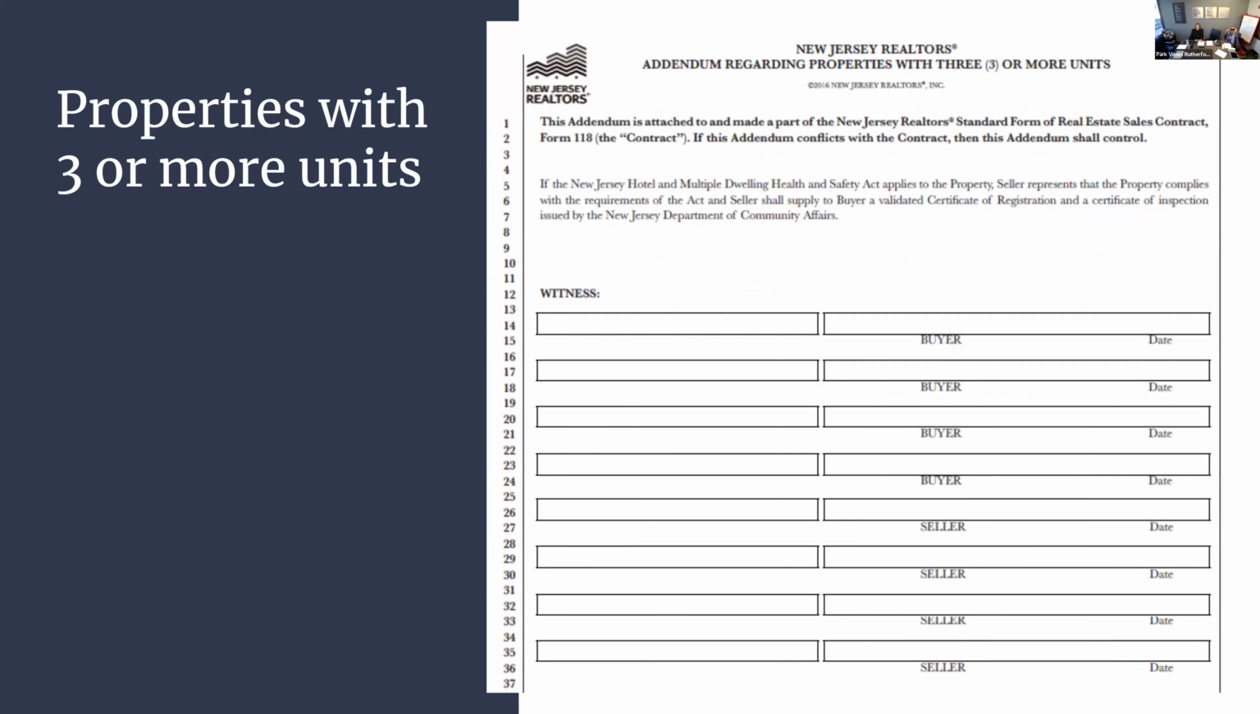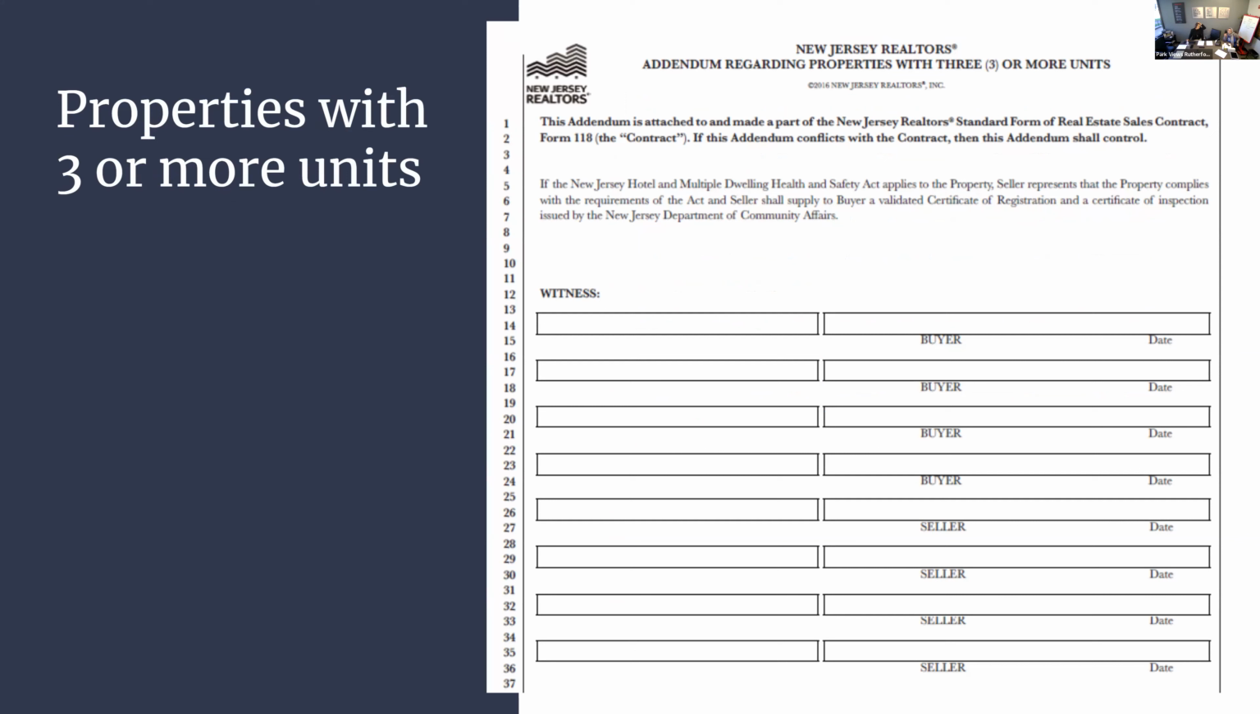There's an addendum for properties with 3 or more units when they're sold. I'm not talking about a 4-family house. I'm talking about maybe a community of homes. Maybe someone's buying 4 properties on a cul-de-sac.